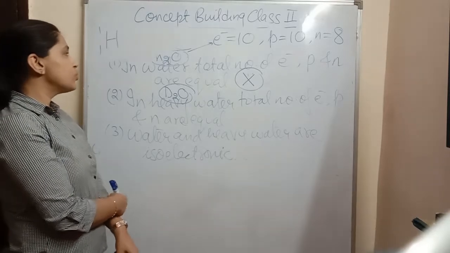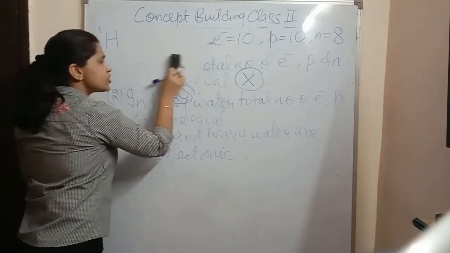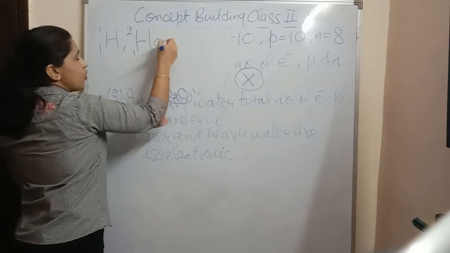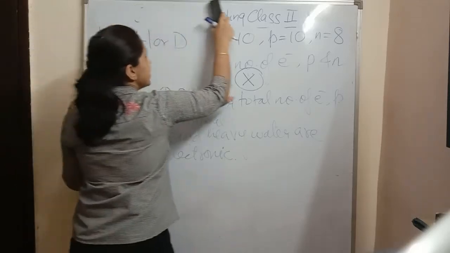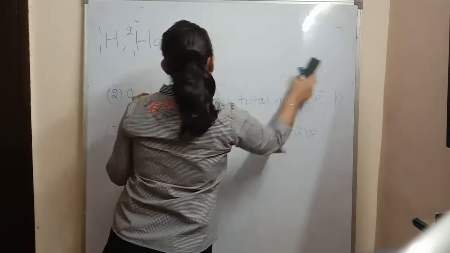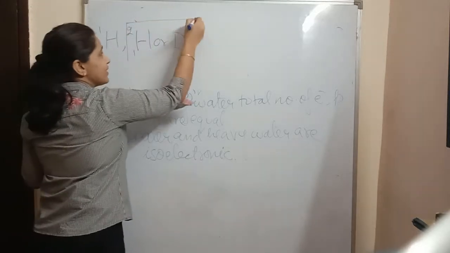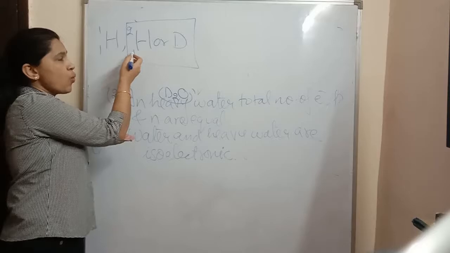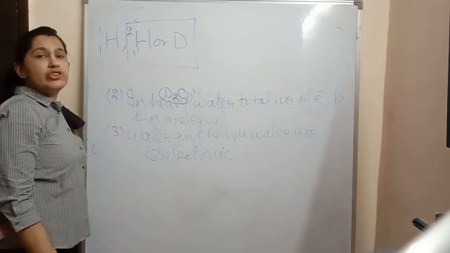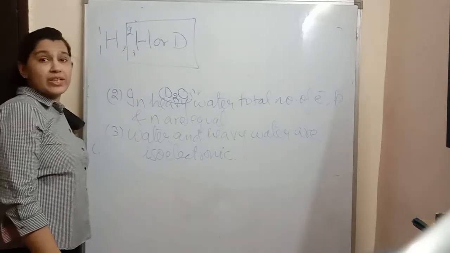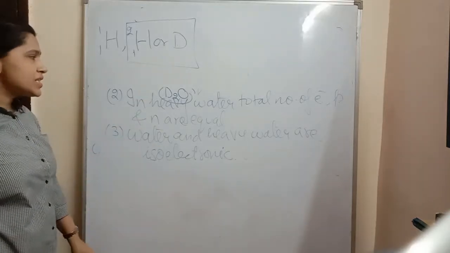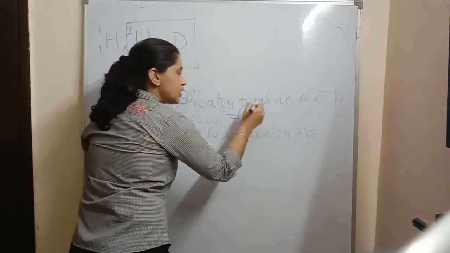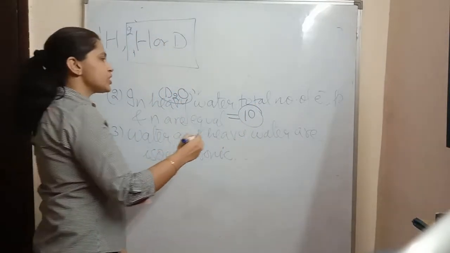So in D2O, what is deuterium? Deuterium is H12, also written as D. In deuterium, if you find out how many: proton 1, electron 1, neutron 2 minus 1, that is again 1. So in D2O, yes, electrons, protons and neutrons all are equal, and that is equal to 10. So this is a true statement.